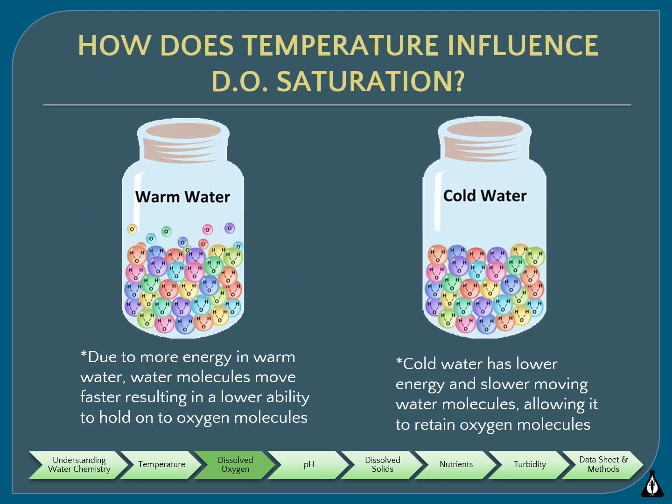So here's a graphic. For warmer water, less dissolved oxygen is able to be held in the water column because there's more energy, those water molecules are moving, so the oxygen molecules can make their way out of the water column. Whereas with cold water, more oxygen can be held in the water column because it's slower moving water molecules that help those O2 molecules stay within the water column.